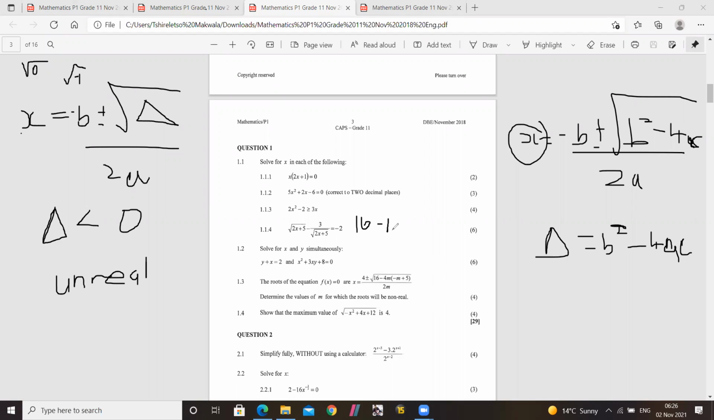Then you just put whatever is in the bracket, whatever is under the square root. Then this must be what? Less than 0. Then do you see this is a normal inequality? Solve it the same way as you would have solved the inequality here. You're just going to multiply this thing out.